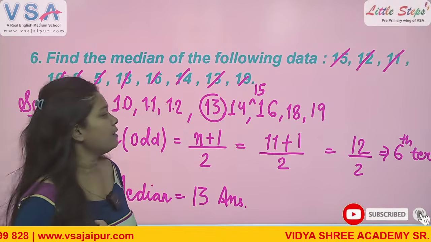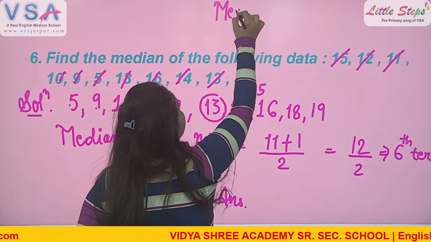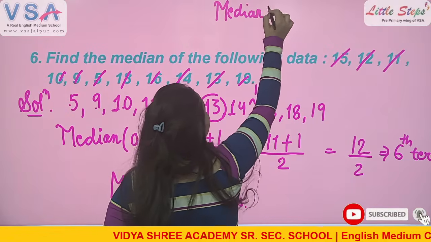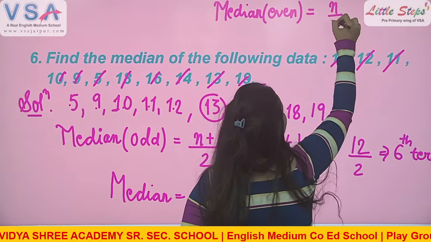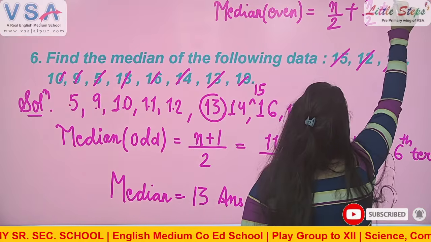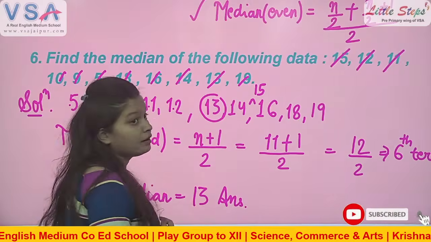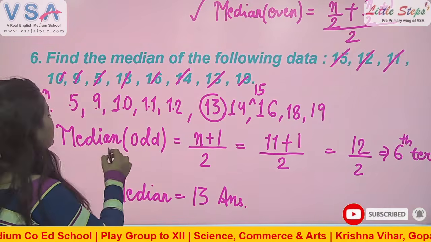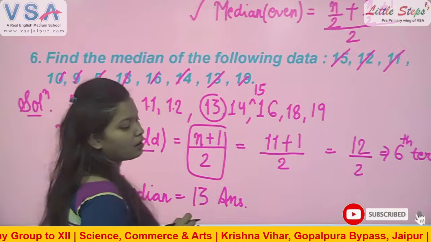If there's a formula for even, then I'm writing over here the formula of median even. So what is the formula? We have the formula n upon 2 plus (n upon 2 plus 1) upon 2. This is the formula of median even. But in this case, the numbers are odd, so we use the (n plus 1) upon 2 formula, that is median odd. Clear?